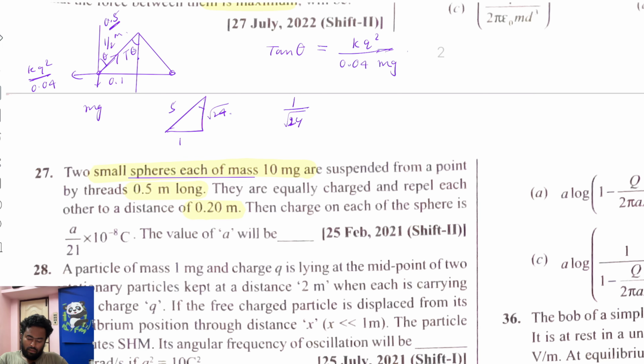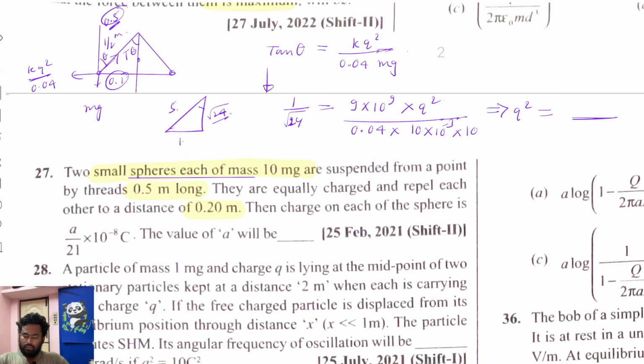Tan theta defined, clear or not? 0.5, 0.1. So what ratio can you take? 5 and 1. So this one will be root 24. Accordingly tan theta you can define from there. Equals 9 into 10 power 9, charges how much? That's what we need to find, upon 0.04. Mass of each of them is 10 milligram, so 10 into 10 power minus 3 into 10. Charge on each sphere will be? Okay, so after calculation, q square will come out to be how much?